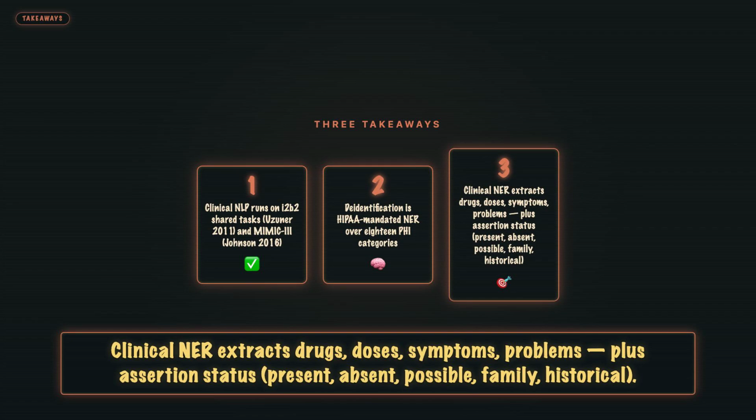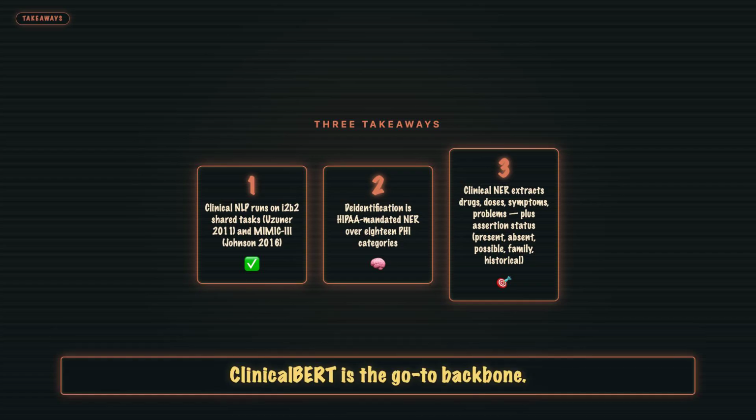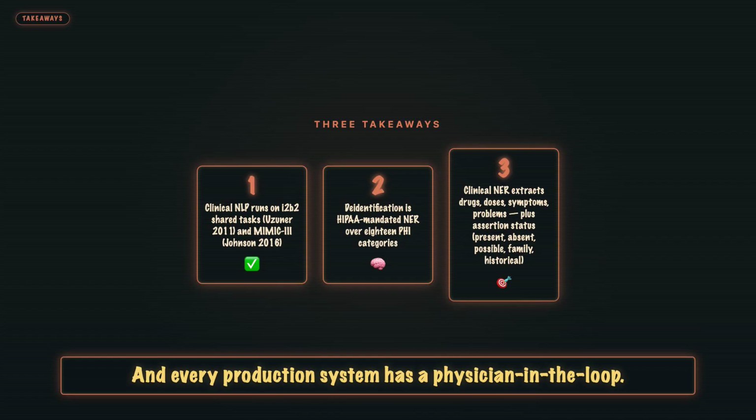Three. Clinical NER extracts drugs, doses, symptoms, problems, plus assertion status: present, absent, possible, family, historical. ClinicalBERT is the go-to backbone, and every production system has a physician in the loop.